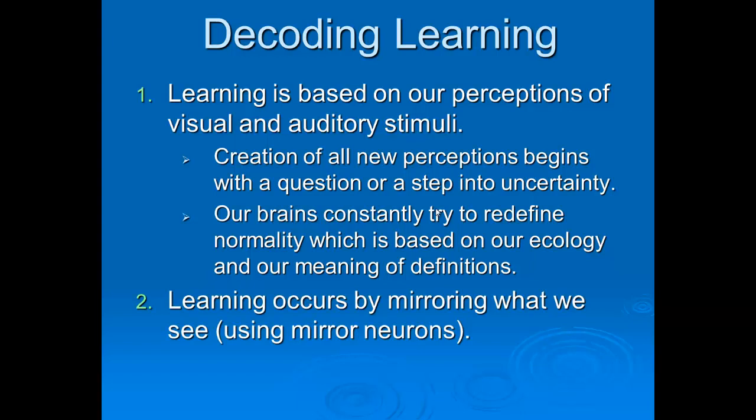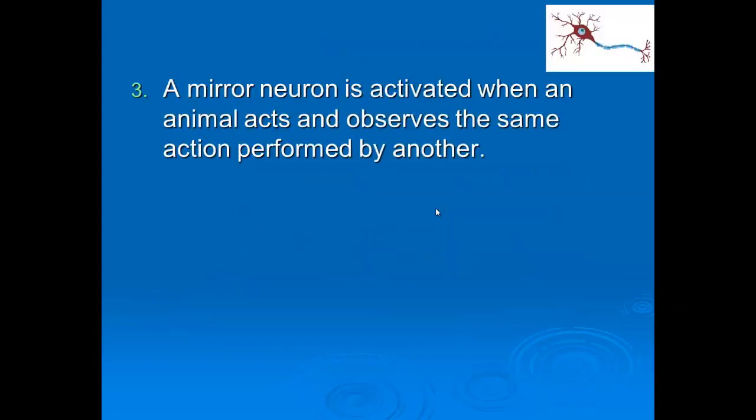So learning occurs by mirroring what we see, and the research on mirror neurons is very fascinating. There are a lot of TED Talks on brain research, and one of them is on mirror neurons, which you might want to look into. Anyway, a mirror neuron is activated when an animal acts and observes the same action performed by another. For example, if you saw somebody pricking my left hand with a pin, you might feel the same pain that I feel, except you might not say ouch because you're not really getting poked. But the research shows that the same part of your brain is activated as my brain.